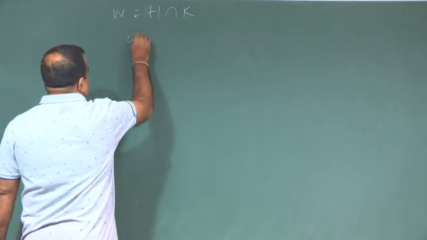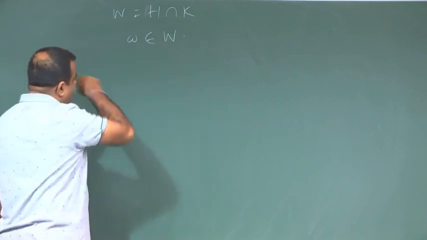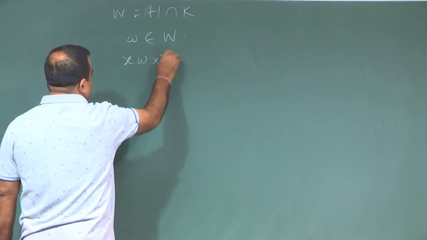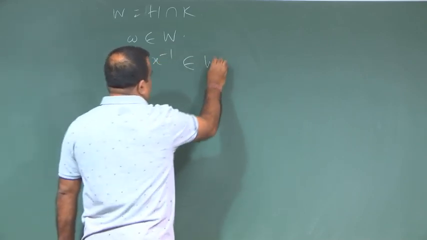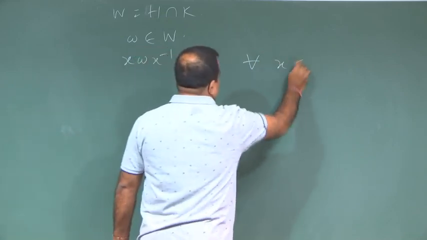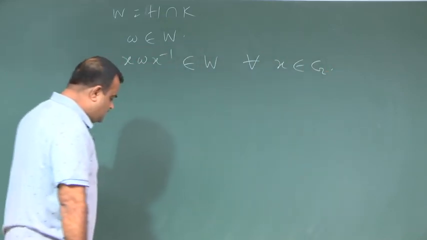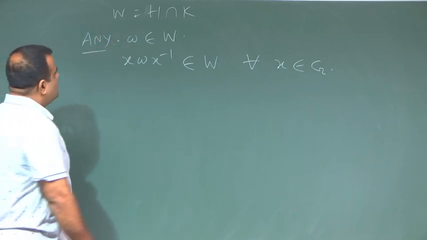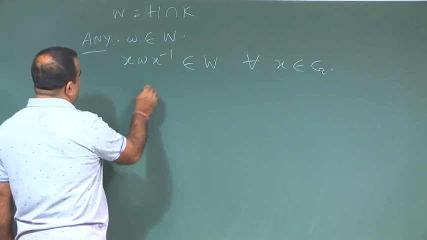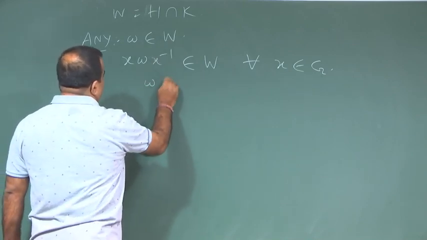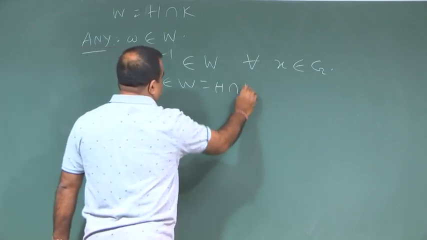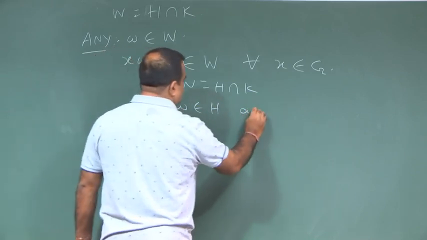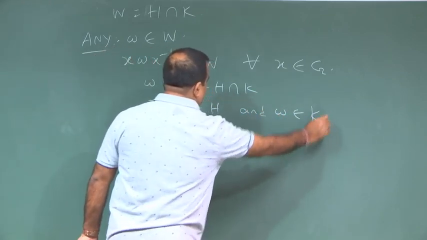So, we take a w from here, and what we need to show? We need to show x w x inverse belongs to W, and this is true for all x belonging to G, and for any w in W. How to prove this? Now, W is nothing but the intersection, so w belongs to H and small w belongs to K.